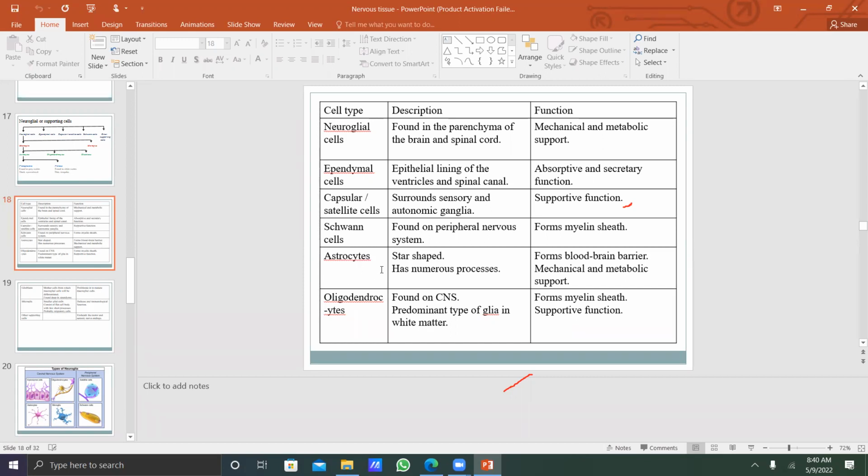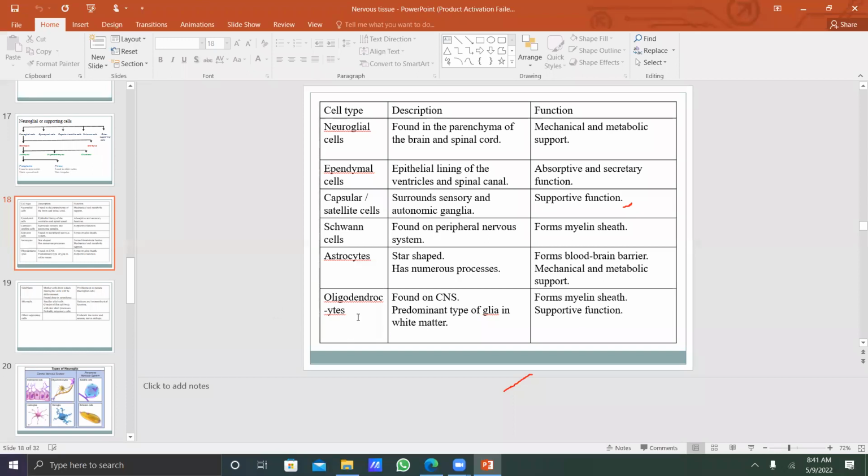The astrocytes, these are the star-shaped cells which have numerous processes. They are the special cell type found in the blood-brain barrier. They help to form the blood-brain barrier and also give mechanical and metabolic support to the surrounding neurons.